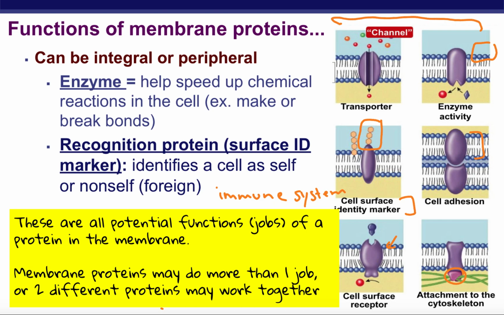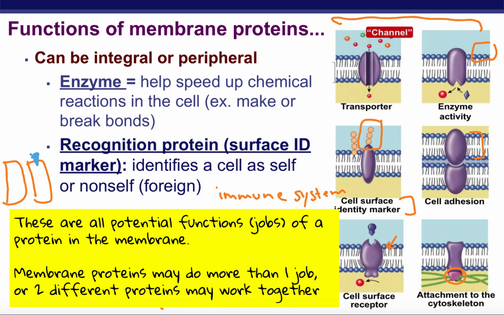Some transporters won't work or open up their doorway unless they bind to the right molecule to open the door. And that would be an example of both a receptor and a transport protein. So you get things that can do more than one.